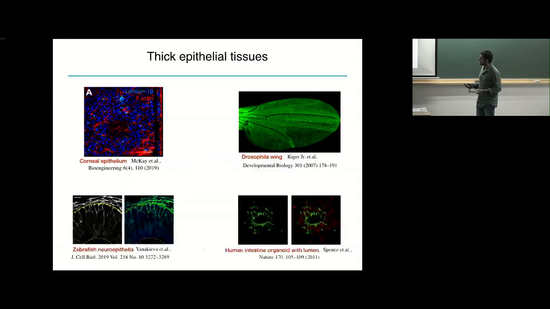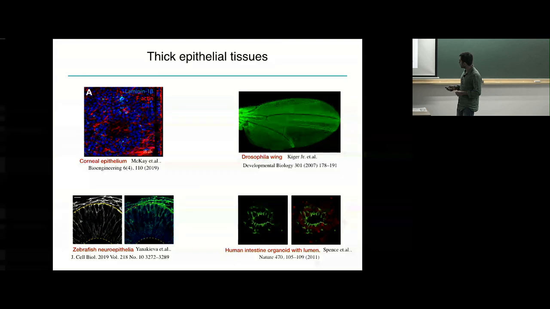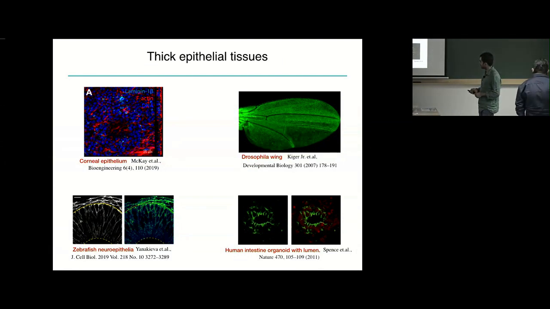Now to give some examples, this is an image of a corneal epithelium. As you can see, there are lots of cells present in this epithelium. And this is the image of a Drosophila wing. You can also appreciate that there are plenty of cells making up this tissue. This is the image of a zebrafish neuroepithelia. It also contains pseudostratified epithelial cells. And this is a human intestine organoid with a fluid-filled cavity inside.